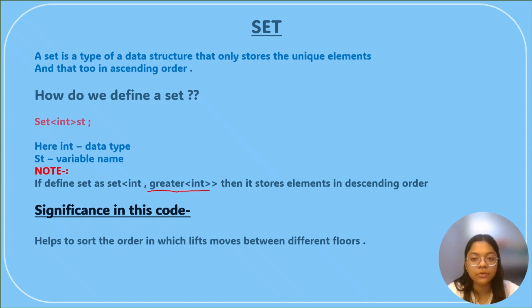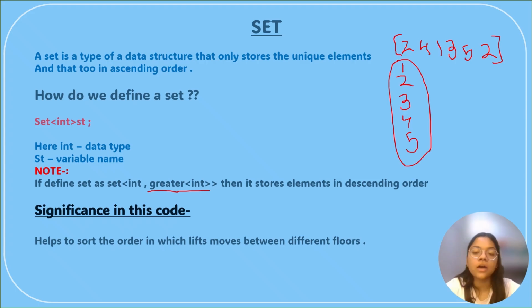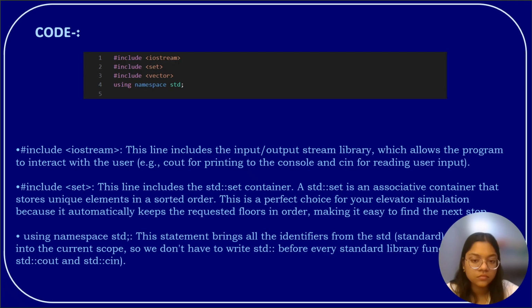And how does this set work? Basically, if I have been given an input like 2 4 1 3 5 2, how will the set sort it? The set will sort it as 1, 2, 3, 4, 5, and it won't repeat the 2 again. It will only store those unique values, and that too in ascending order. We can see it as ascending order, right? This is the significance of set in this code.